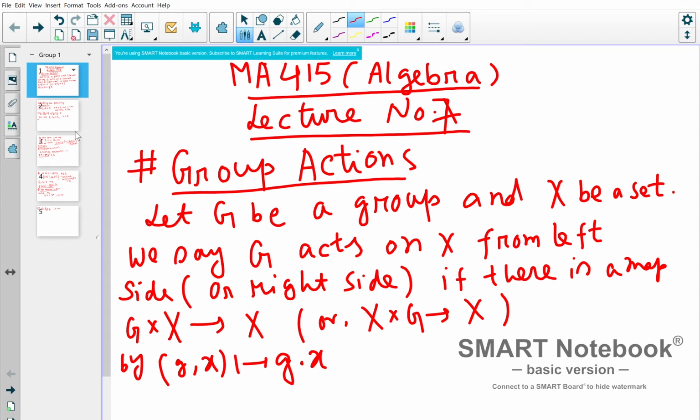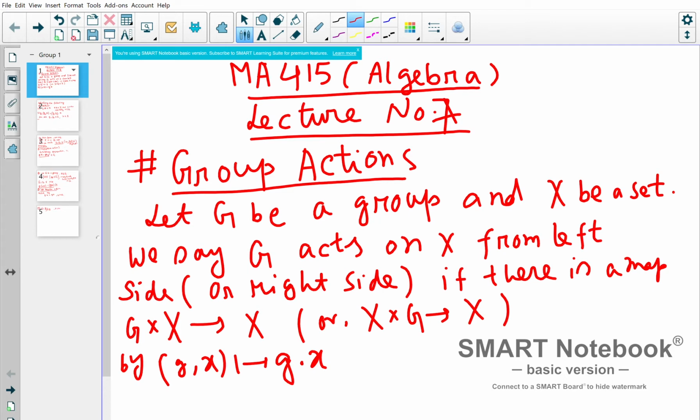So today we'll learn a new idea, perhaps one of the most important ideas in group theory. It's called group actions. So what do we mean by group actions? You have a group G and a set X, and we say that G acts on X from the left side or from the right side, whatever, if there exists a map from G cross X to X.